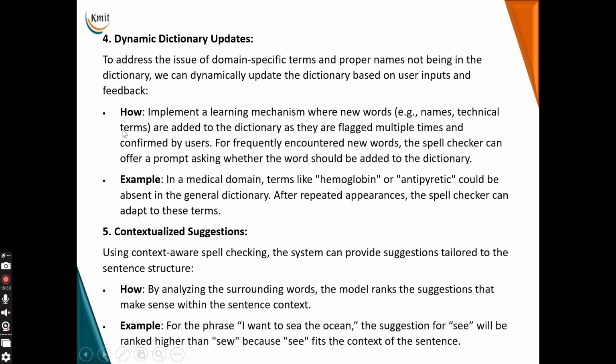And dynamic dictionary updates: after some point of time, it should give me the option to add a new word into the dictionary, which is much prevailing in Microsoft Word also. Suppose you are seeing a particular word highlighted as an error or a spelling mistake. You right click, and you will find an option, add to dictionary. So after some point of time, a particular word can be added to the dictionary. You are trying to improve the data set there. And contextualized suggestions, as we keep on saying, it should be able to tell us the correct word which is fitting the context.